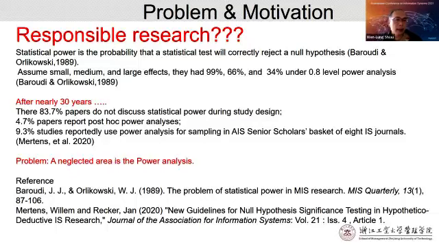After nearly 30 years, a meta-analysis published a paper and mentioned that 83.7% of papers didn't discuss the statistical power during the study design, 4.7% reported post hoc power analysis, and 9.3% of studies reportedly used the power analysis for the sampling. This was in the AIS senior scholars' basket of IS journals, which are the good, leading journals.